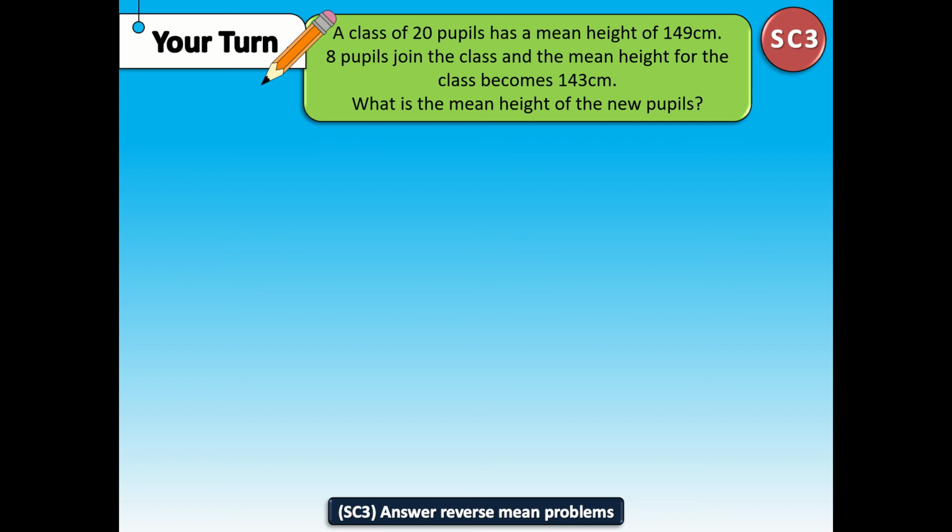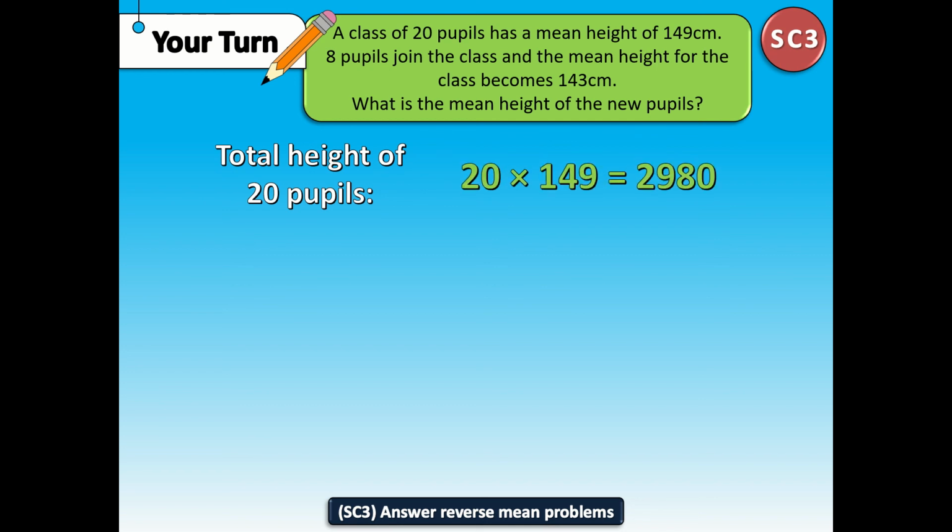So this question says a class of 20 pupils have a mean height of 149 centimeters. 8 pupils join the class, and the mean height for the class becomes 143 centimeters. So what is the mean height of the new pupils? So we need to start by working out the total height of all 20 pupils. So that's 20 times 149. So their total height is 2,980.